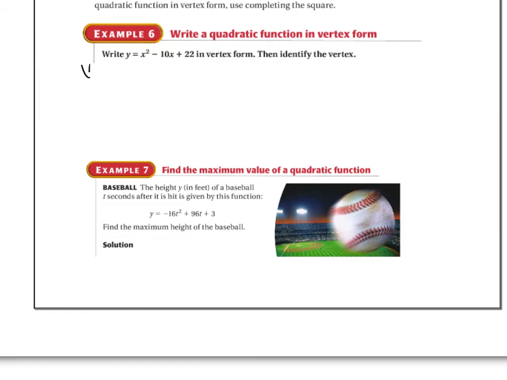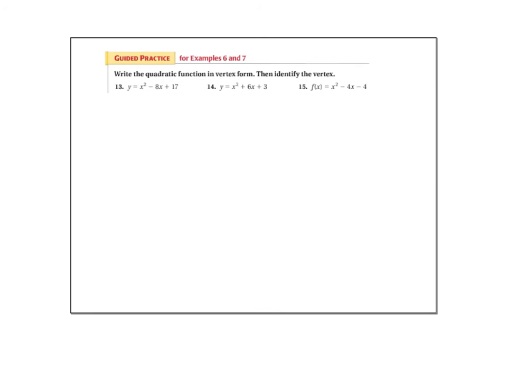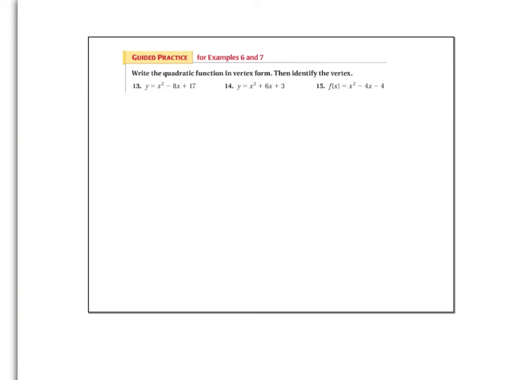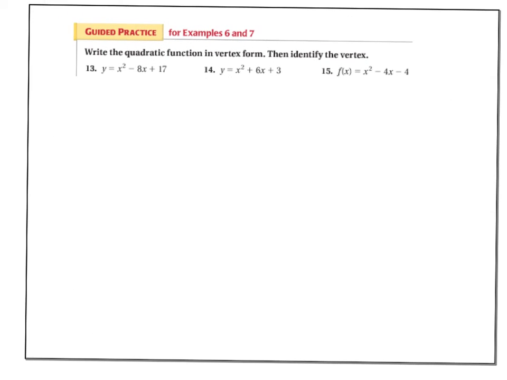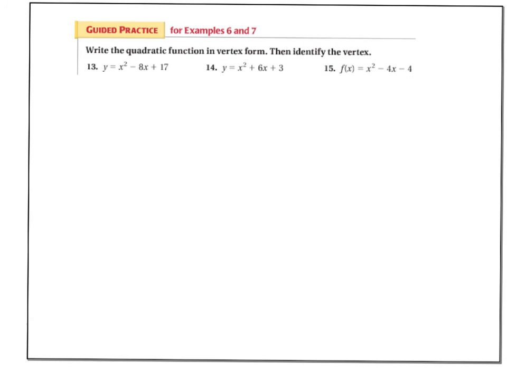Here you can see you have that vertical motion model, the negative 16 being the acceleration due to gravity. But I'm going to move right on to guided practice so we can get used to doing this more. So let's do guided practice number 13 together, and then I'll leave you to do 14 on your own. But this is the granddaddy of them all. If you can take a quadratic equation that is in standard form and convert it into vertex form, you have really learned what you were supposed to learn for this section.